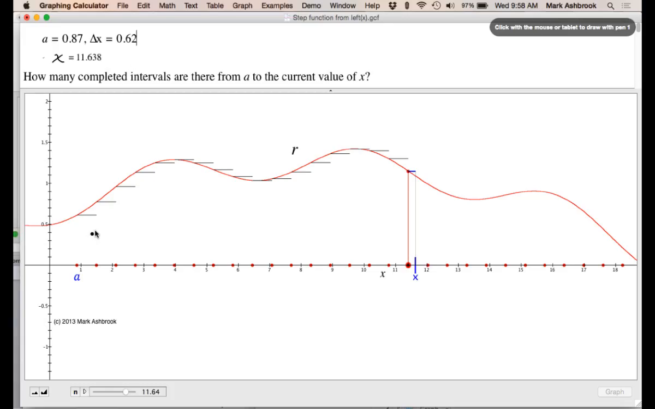Well, we could count. Like 1, 2, 3, 4. That's not going to be very efficient when these get smaller, right? And I got a lot more of them. So if I don't want to count, figure it out. Go. How many without counting? So this should be a review of what you did in your homework. How many completed intervals are there from A to x? Figure it out. I'm going to call on somebody.